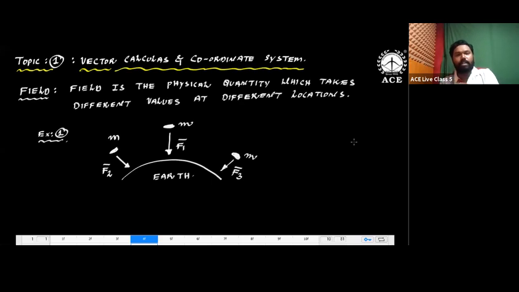So what is the physical quantity here? Gravitational force is a physical quantity. Then you can say that the earth is surrounded by gravitational field lines. Okay, let me turn the page here. Let me give one more example. Example number 2.